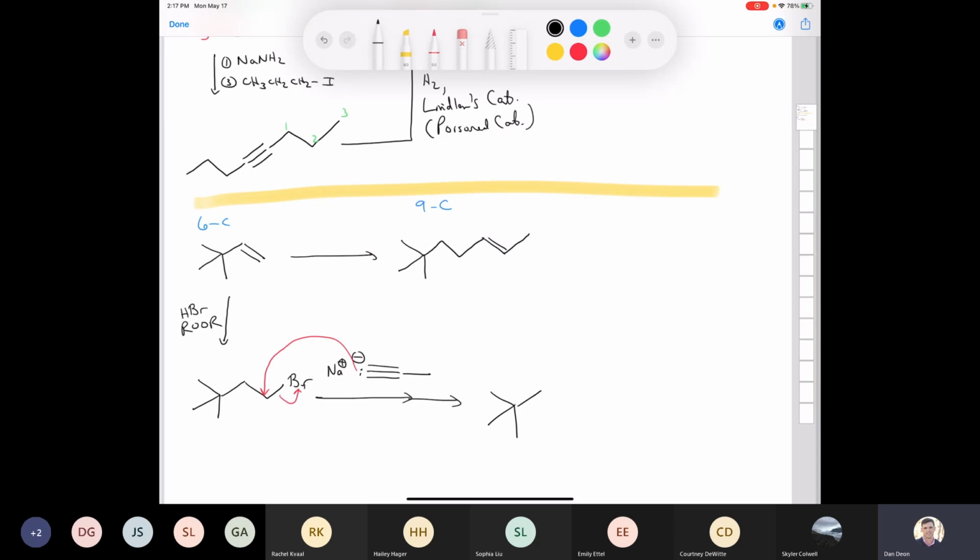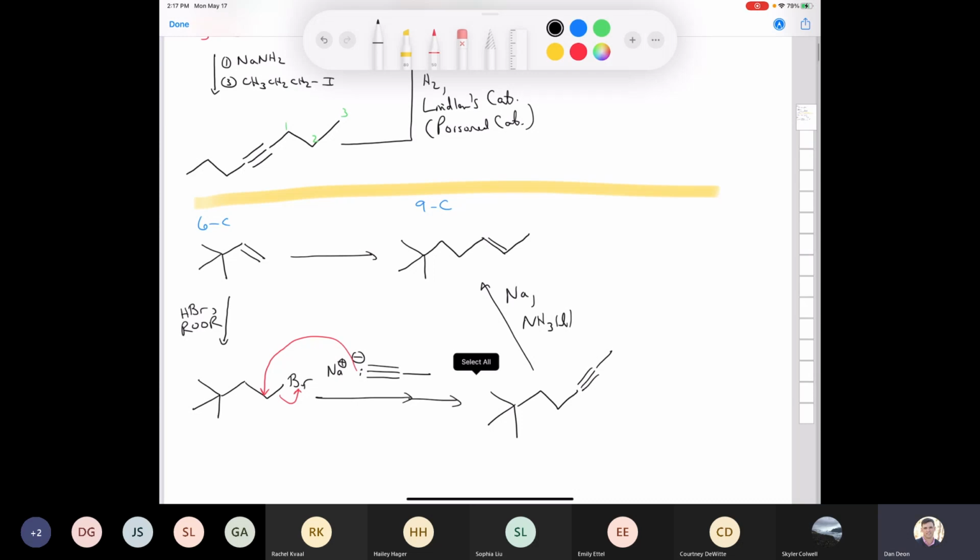So let me make sure I don't make any mistakes here. You'd end up with this guy. Sorry, I can draw it a little better than that. It's kind of hard to draw straight lines on the tablet, I find. There we go, like that. And then if we want to reduce this to a trans alkene, we would treat that with sodium and liquid ammonia. So sodium and liquid ammonia. That's a total of 3 steps, right? 3 steps total.